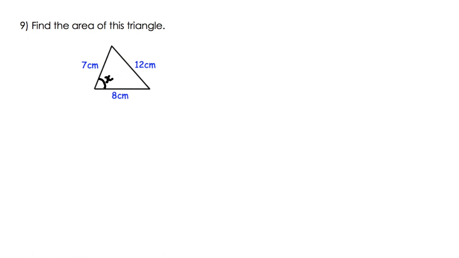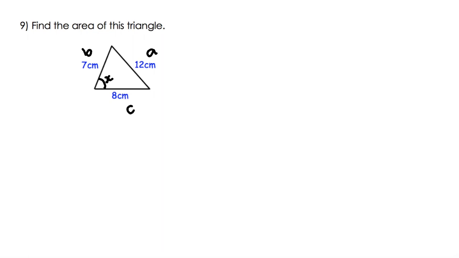Our next step is to label the sides of this non-right angle triangle A, B, and C. Side A is always opposite the angle that we want to calculate. So therefore, 12 centimeters is equal to A, B is 7 centimeters, and C is 8 centimeters. It doesn't really matter which way B and C go. It's important that you recognize that A is always opposite the angle that we want to calculate.